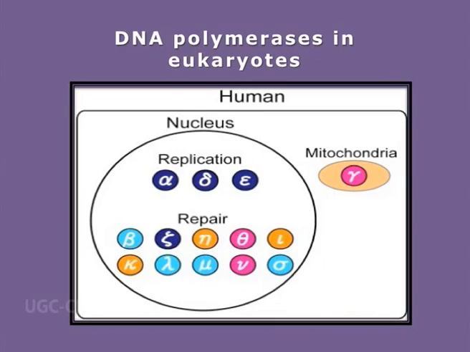Knowing about the DNA polymerases, we should do some justice to eukaryotes also. The types of polymerases in eukaryotes are mainly alpha, delta and sigma. Apart from this, there are other polymerases like beta, eta and theta, all involved in the DNA repair process. Again, there is another polymerase called gamma present in mitochondria.